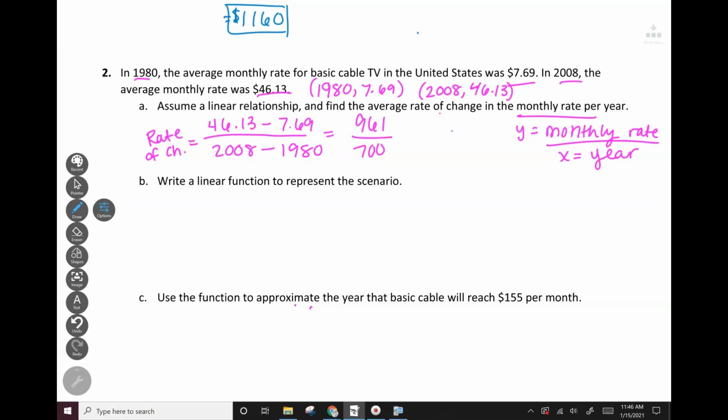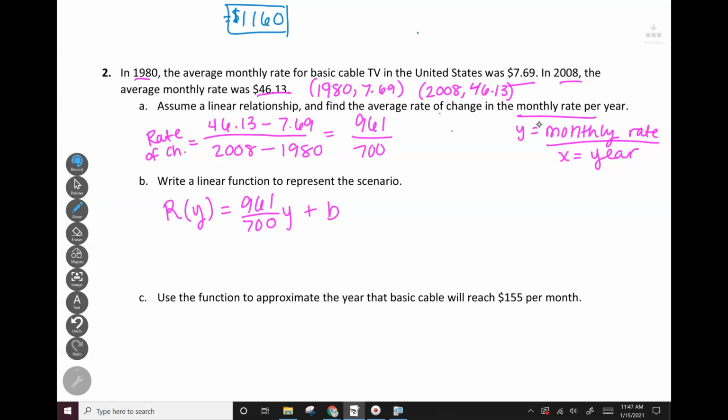All right, so write a linear function to represent this scenario. Since the y value here is our monthly rate, we could say R for rate, and then the x value is your year, so we can use y. So the rate for a given year, we're going to have our slope 961 over 700 times y plus, we don't know, so I'm going to put b there. So y equals mx plus b. We don't know our b at this moment, so let's solve for b.